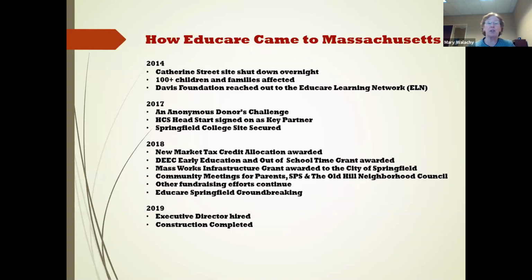And we, as a funder in the early education space, were very concerned about that and wanted to make sure that we did not lose that capacity, both the slots, which were largely voucher slots, but also we had a building that we were concerned was going to be foreclosed. Well, long story short, we called up the Educare Learning Network.